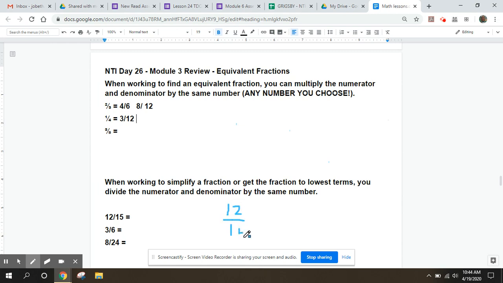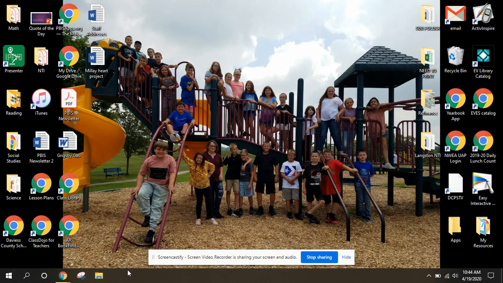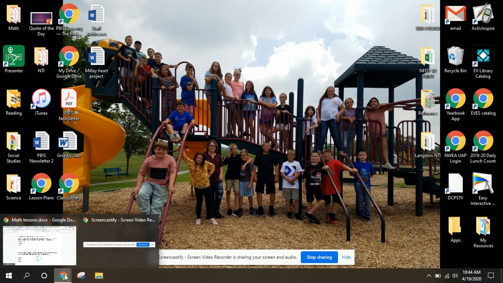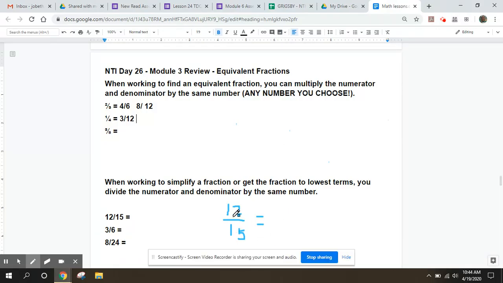So for example, 12/15. This is what I tell my students all the time. Can this fraction be simplified? Well, of course, it can, but can this fraction be simplified? And yes, it can. And I always ask them, is there a number that you could count by that would hit both 12 and 15? That's what I always ask them.